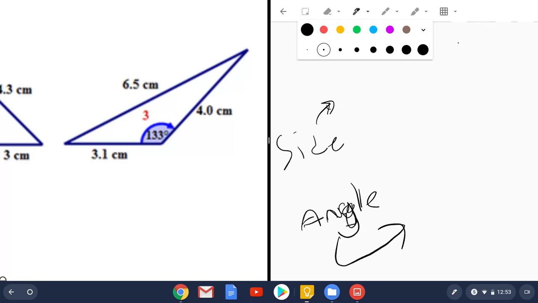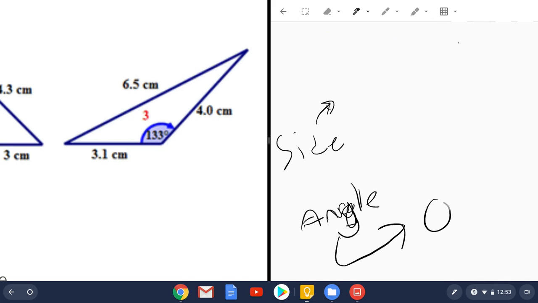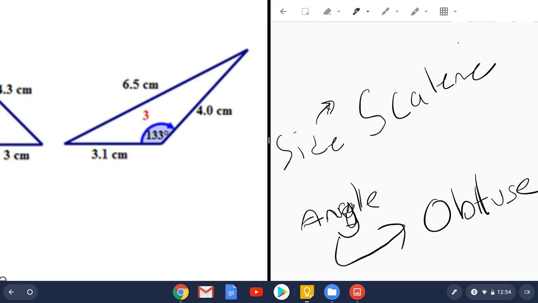All right, so let's look here. What do you notice about our angles? What kind of angles do we have? We do have an obtuse. We have another obtuse triangle. What do you notice about our sides? None of them are the same. So if we have no similar sides in length, what do we call that? Go back up and look through your notes if you need to. But you would find that it is a scalene triangle.